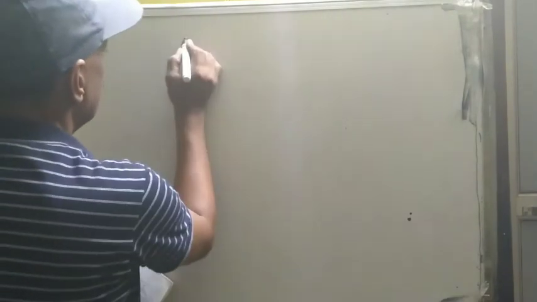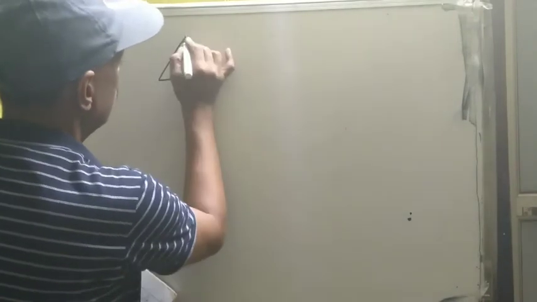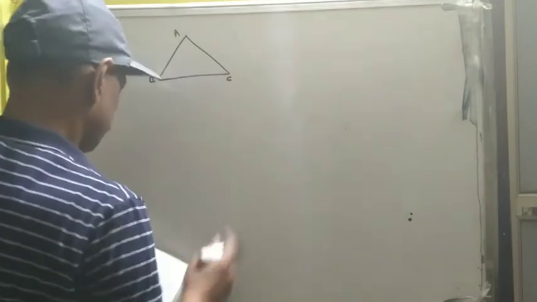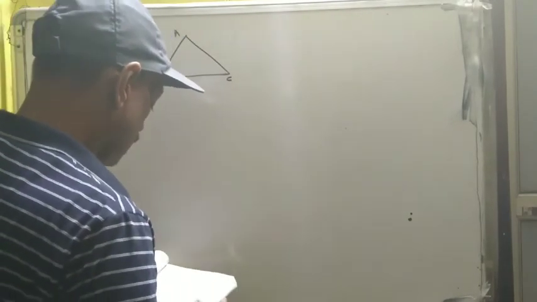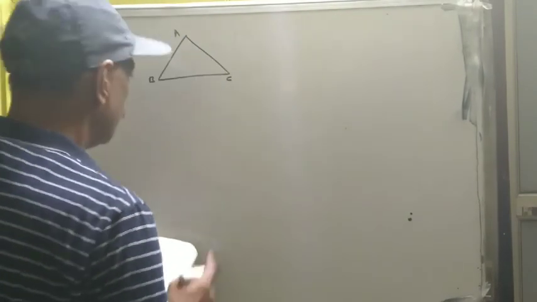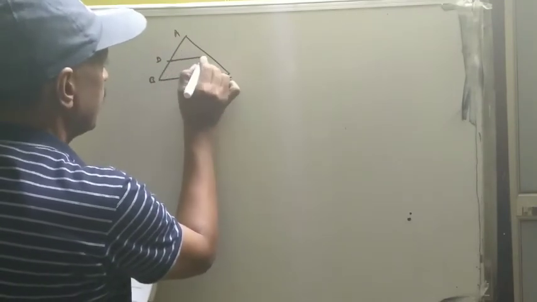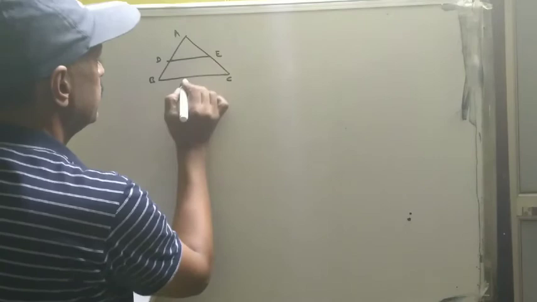So we have to draw a figure, a triangle ABC. This is ABC. A line drawn through the midpoint of one side. Let us take this side. This is the midpoint. A line drawn parallel, this DE is parallel to BC. So parallel to one side, through the midpoint of another side, bisects the third side.